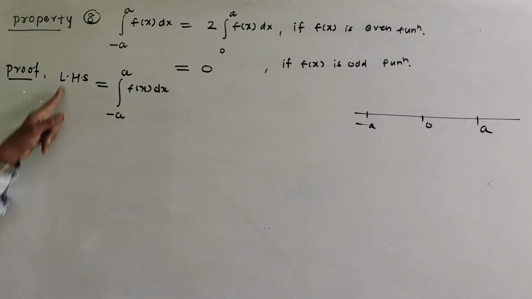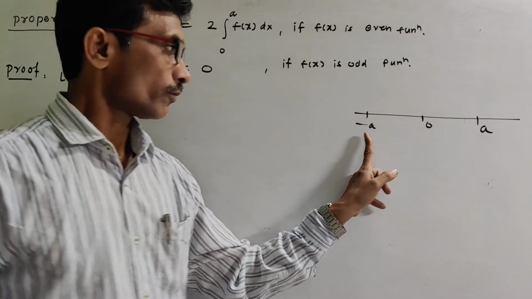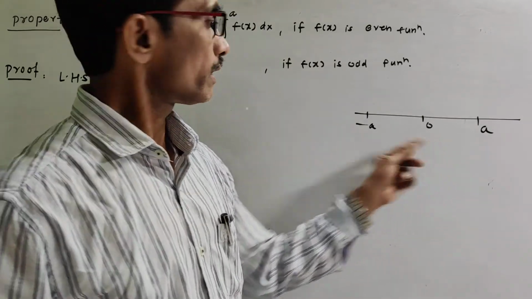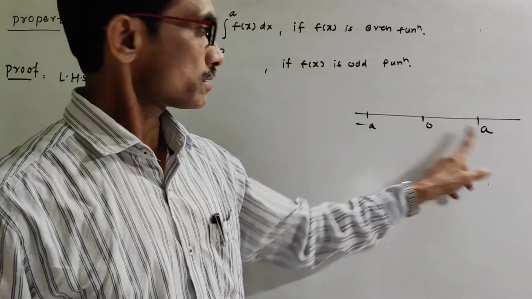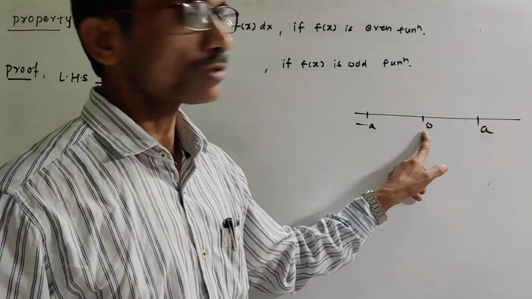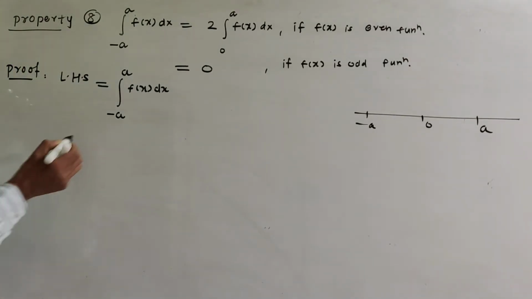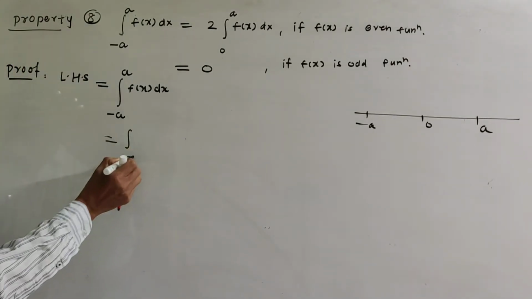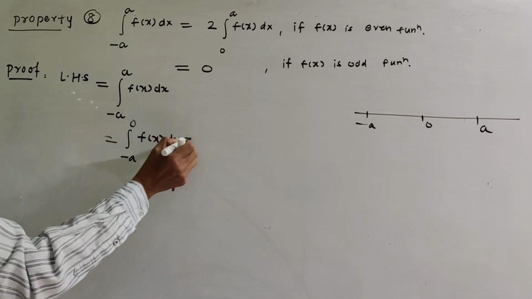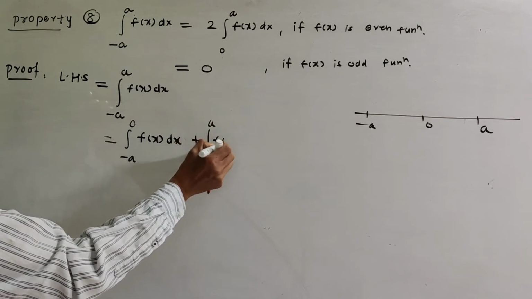Now the LHS is integral minus a to plus a f(x) dx. Now we have minus a to plus a, and in between that is 0. So again we use the property integral a to b f(x) dx is equal to integral a to c plus integral c to b. So here it will be integral minus a to 0 f(x) dx plus integral 0 to a f(x) dx.